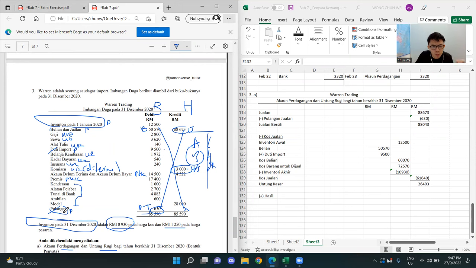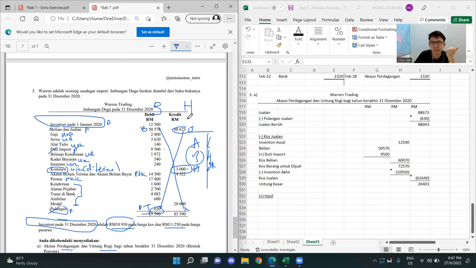And even if you go through here one by one, by looking at this commission, you don't know if it is a commission diterima atau commission dibayar. If it is a commission dibayar, it's a belanja. If it's a commission diterima, it is a hasil. Betul tak? So, how do we identify it? By looking at the side. Which side is it in?